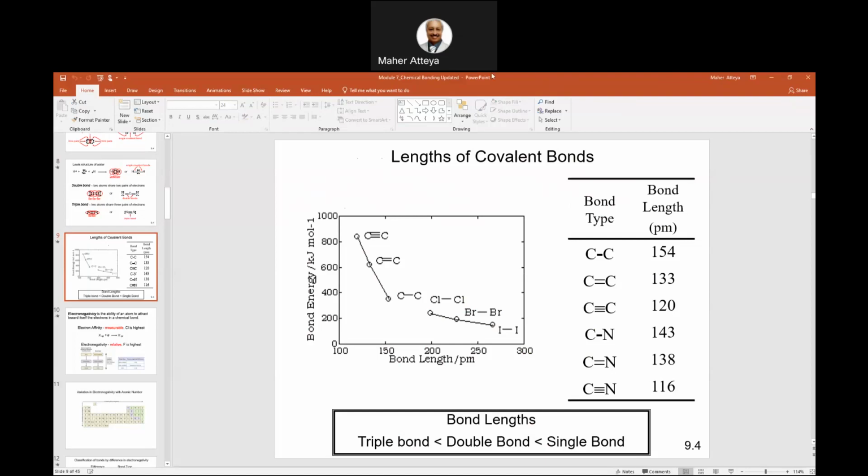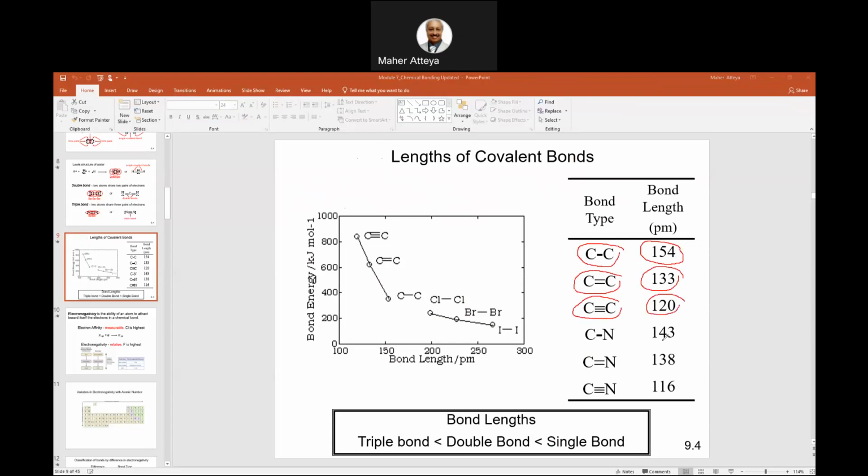Now, if you look at this, let me go here and look. Guys, look at this single bond, correct? See how much energy I need? That's the length. You see the length? 154. The double bond is 133, less. The triple bond, 120, the least.